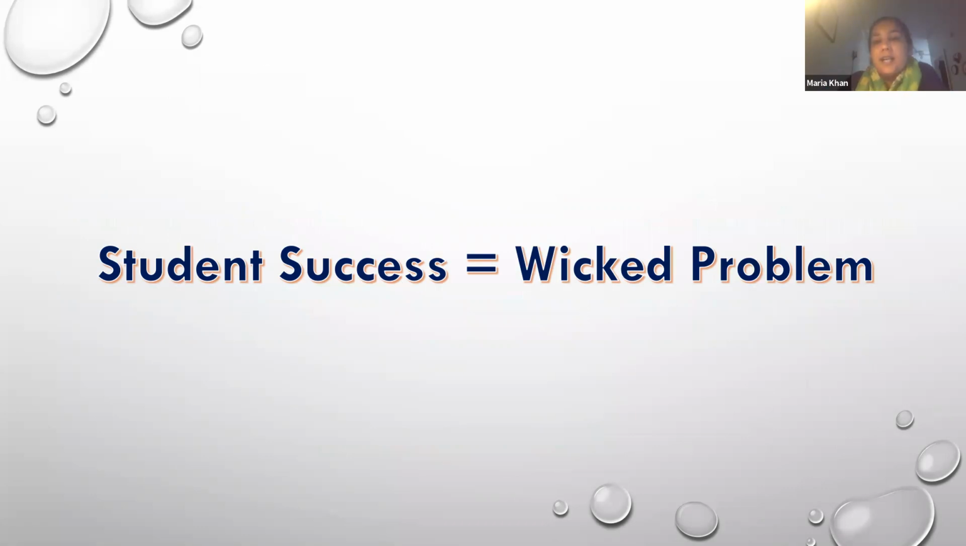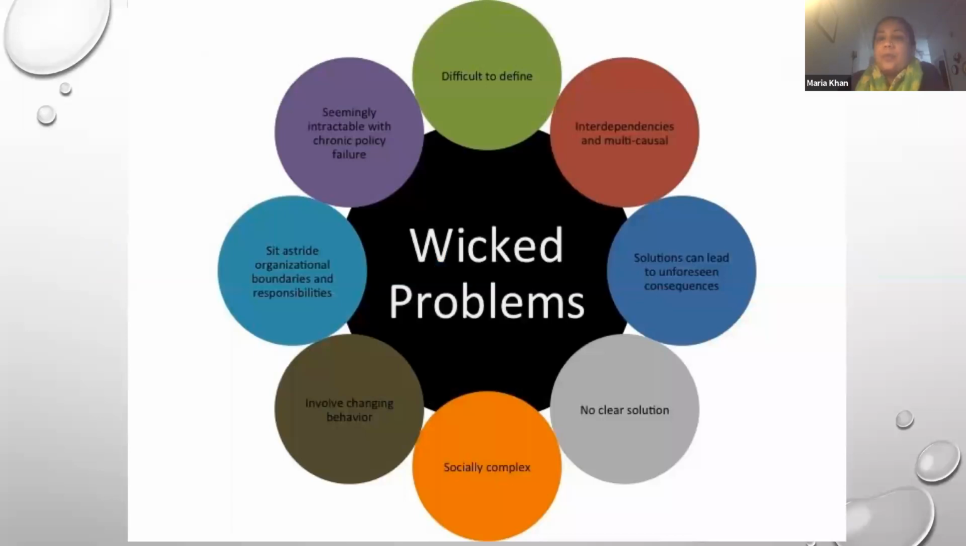You may see on your screens that I say student success equals wicked problem. You may be thinking, what is a wicked problem? Let me tell you. A wicked problem is something that is difficult to solve. There are multiple perspectives and definitions. If you just look at student success, what does it mean for you? Does it mean that your students get scholarships? Does it mean better employment? Does it mean higher GPA?